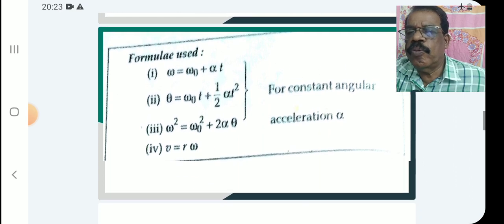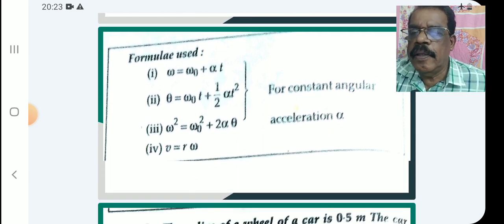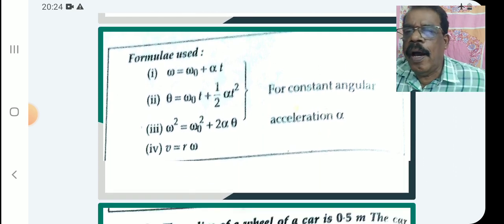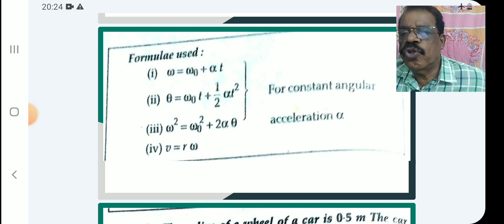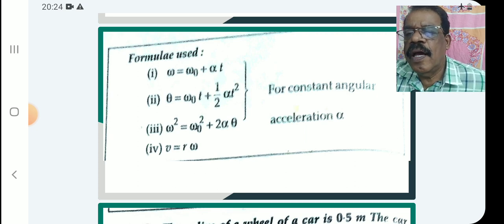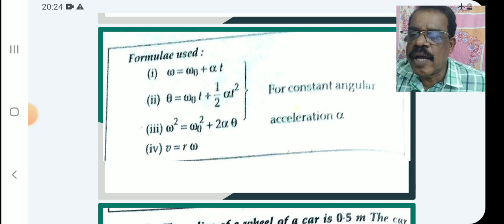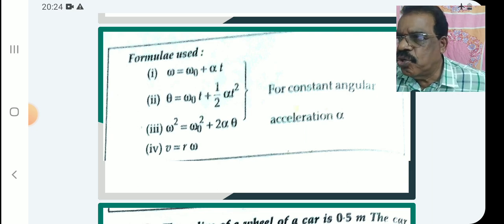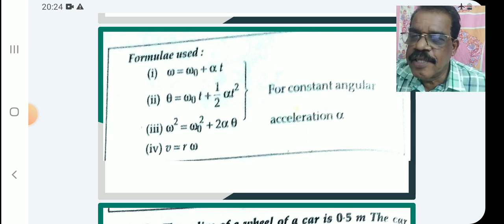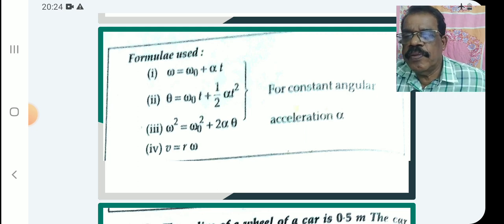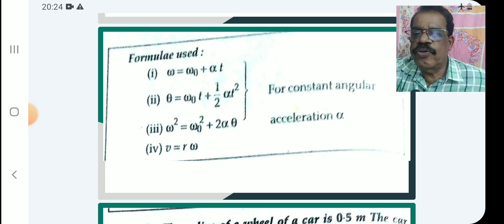So the equations to be remembered are omega is omega 0 plus alpha t, theta is omega 0 t plus half alpha t square, omega square is omega 0 square plus 2 alpha theta, and v is r omega. When we do problems, usually this v will also come. v is called velocity or linear velocity, r is radius of rotation, and omega is the angular velocity.